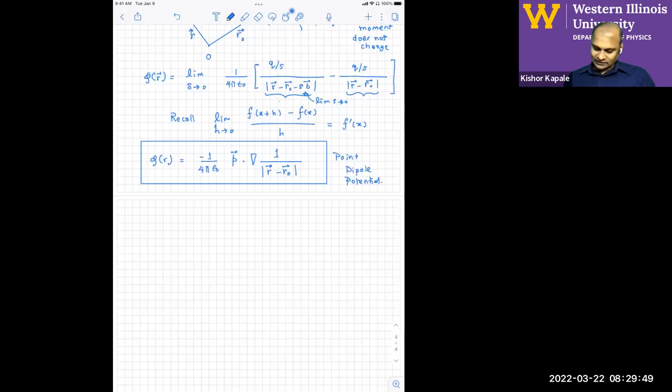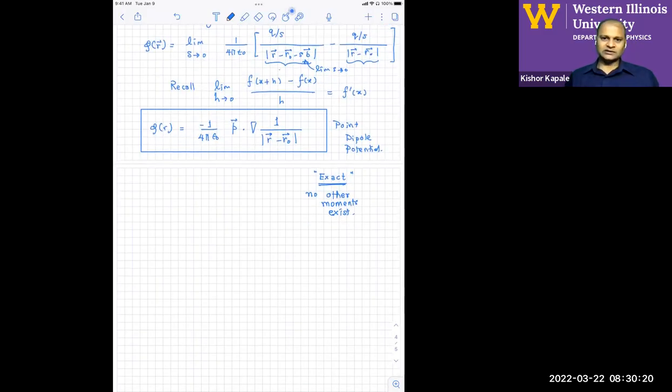And you can see that this is exact. This is not a multipole expansion. For a point dipole, because the two charges are opposite to each other, there is no total Q, and it does not have any of the other higher moments. That's what I mean by exact, meaning no other moments exist. You just have this, right? It basically comes from Coulomb's law directly. Nothing new that needs to be done there.